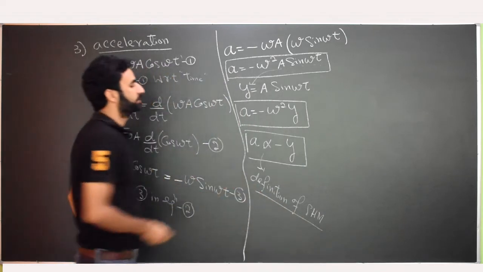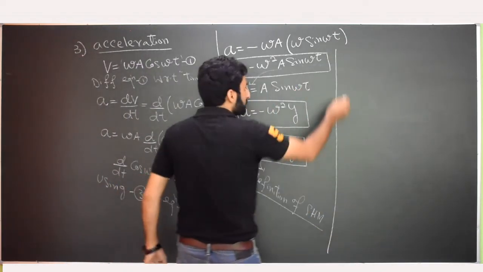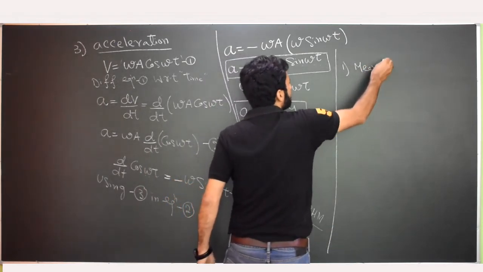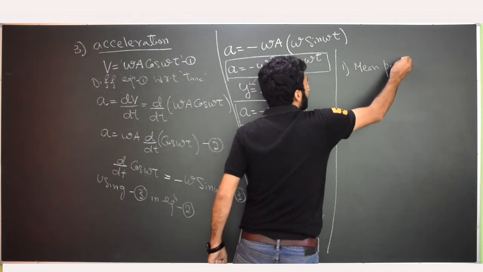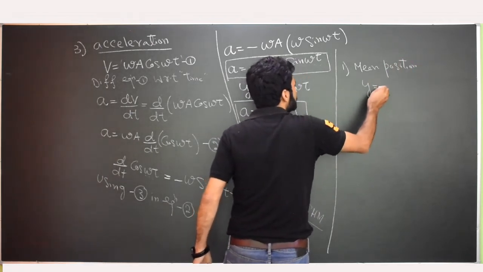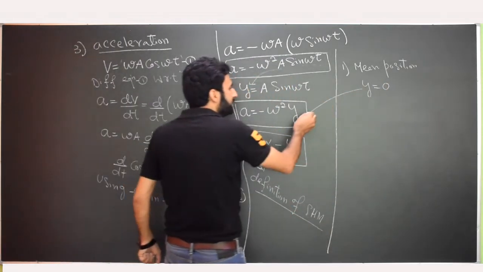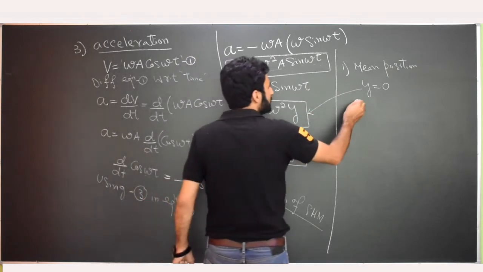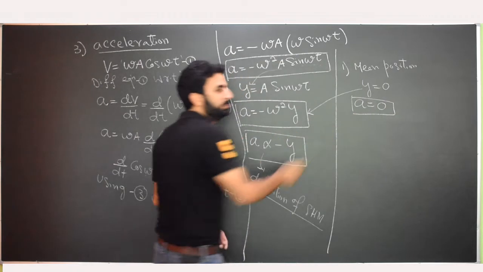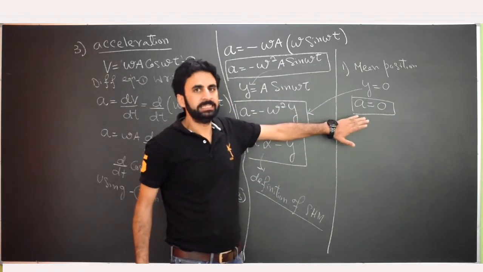This gives us the definition of simple harmonic motion. Okay, now if we discuss some cases, what about mean position? At mean position, we know displacement of a particle is 0. So once we put y is equal to 0 in this expression, we get acceleration is also equal to 0, which means acceleration of a particle at mean position is 0.